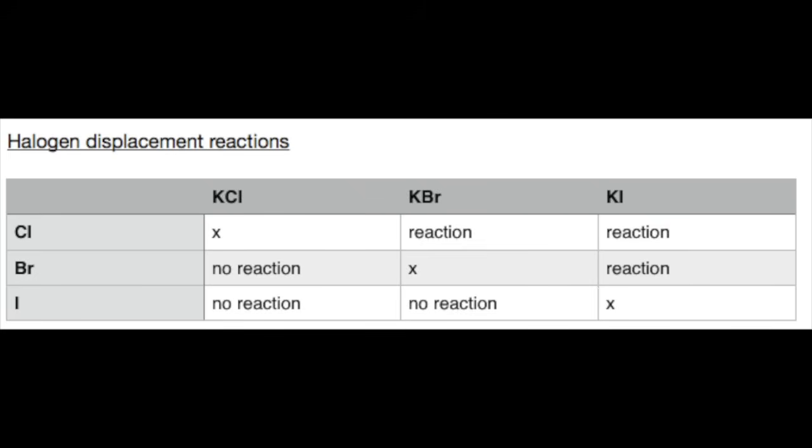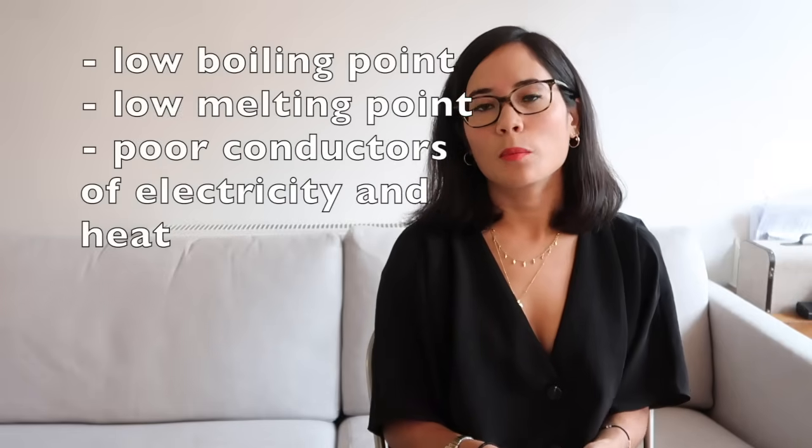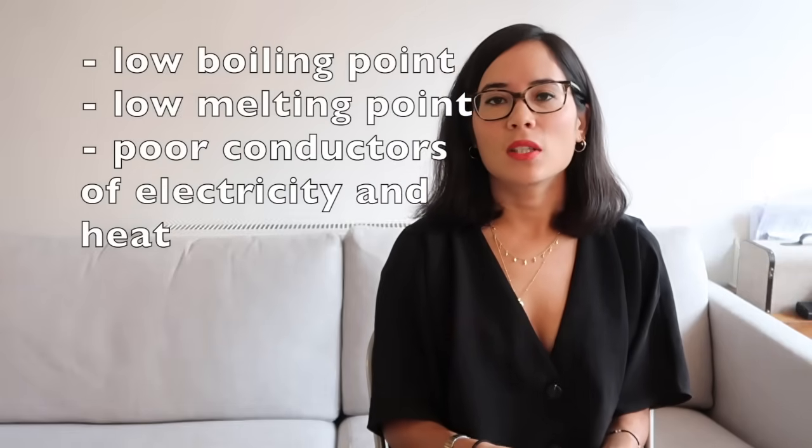So if we look at the halogen displacement table, we tend to only look at the elements chlorine, bromine and iodine. You'll find that chlorine displaces both iodine and bromine from their compounds. You clearly don't react chlorine with itself, so potassium chloride, there'll be no reaction. If you try and displace potassium chloride, for example, using iodine, that won't happen because iodine is less reactive. So just learn the rules for this and the summary equations. In terms of their general properties, remember they have low boiling points and low melting points, and they are poor conductors of heat and electricity.